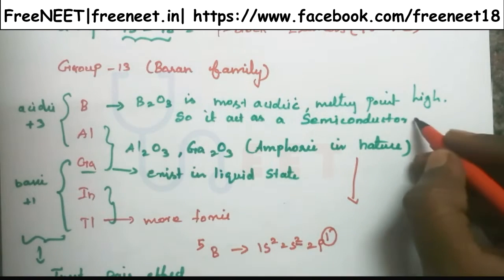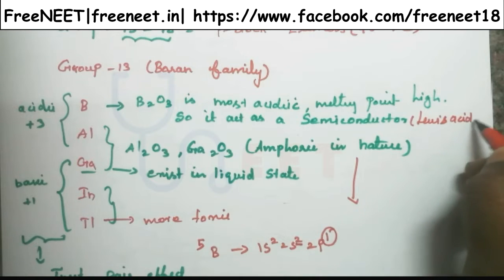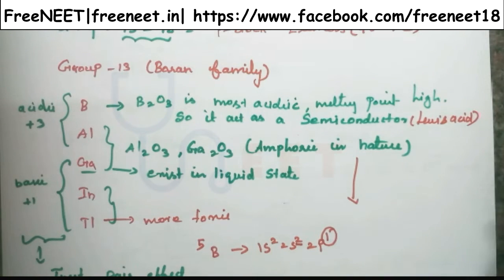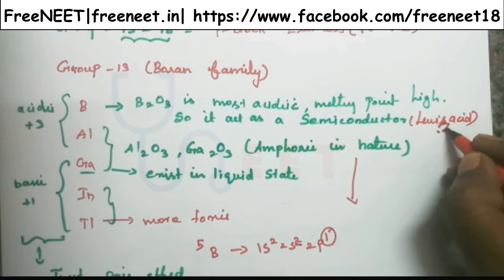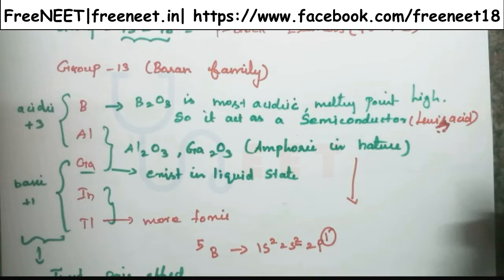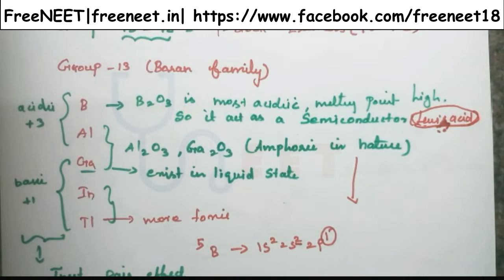Boron mostly behaves as a Lewis acid. What is meant by Lewis acid? A Lewis acid is nothing but a species that accepts a lone pair of electrons. The compound which accepts a lone pair of electrons is called a Lewis acid. Mainly boron acts as a Lewis acid.